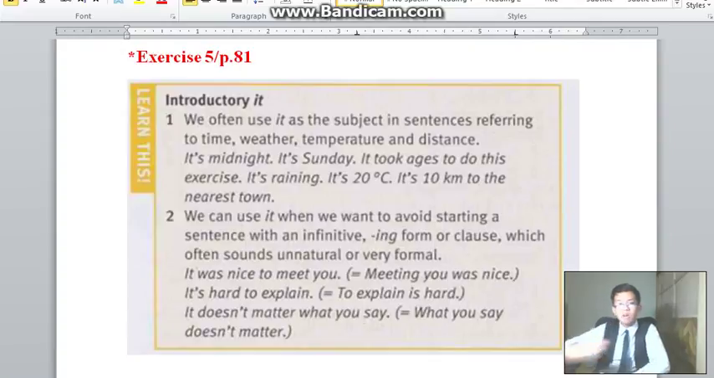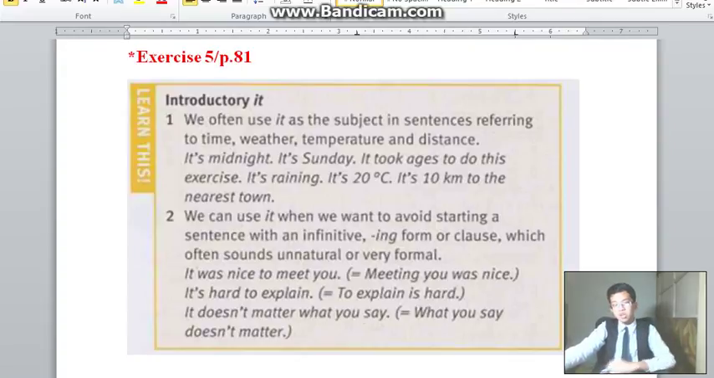So, it is 20 degrees Celsius. It is 10 kilometers to the nearest town. Alright, so easy to tell. So it can be used to talk about time, weather, temperature, distance, alright? Like the examples they have given to us.